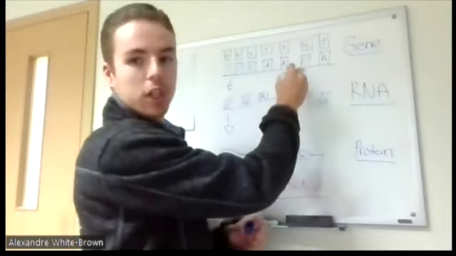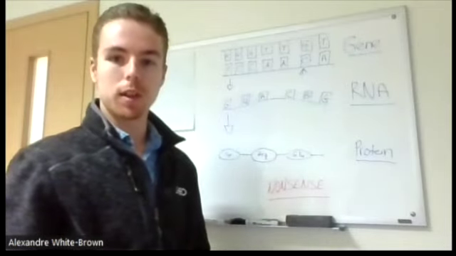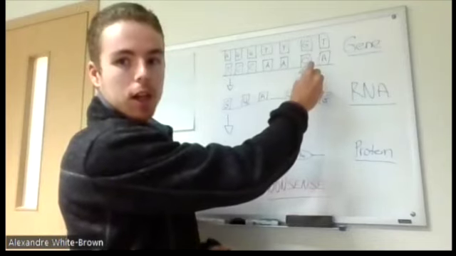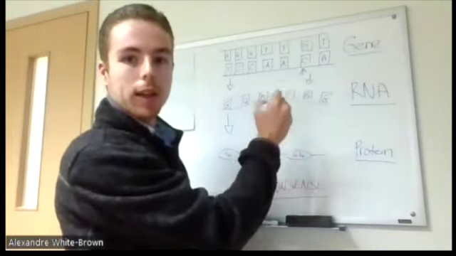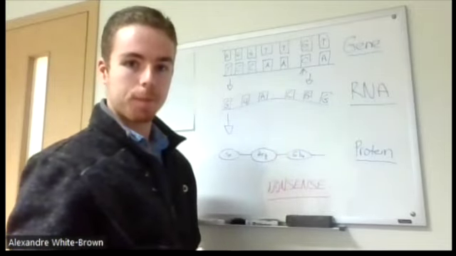So this is our change here. We have our single nucleotide change there, and this is going to be a nonsense mutation. The reason is because this change is going to lead to what we call a stop codon, and this is going to be a premature stop codon.